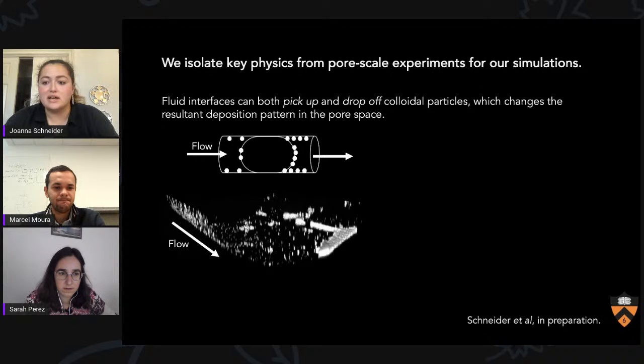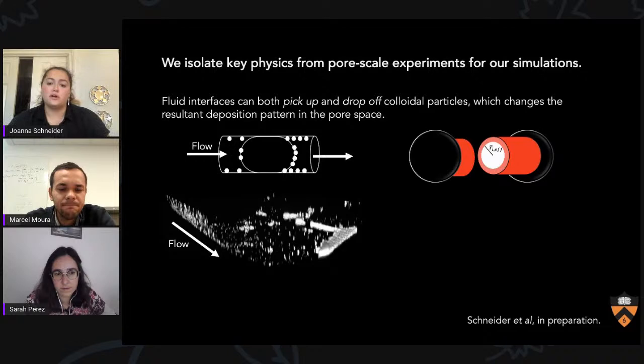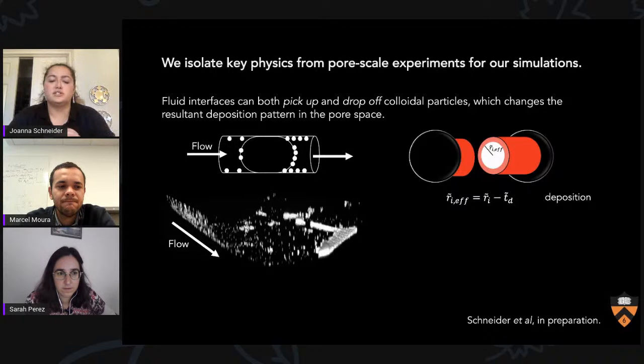So we can do the same thing that we do in our experiments. In our simulations, we can coat an edge or a pore throat with our colloidal particles. And then we can define this deposition as some kind of film thickness tilde T_D. And this tilde T_D is simply a normalized value that's normalized by the maximum pore throat radius in our system. And we have a uniform distribution of pore throat sizes in the system. So then this tilde R effective simply becomes the effective radius of each pore due to deposition.